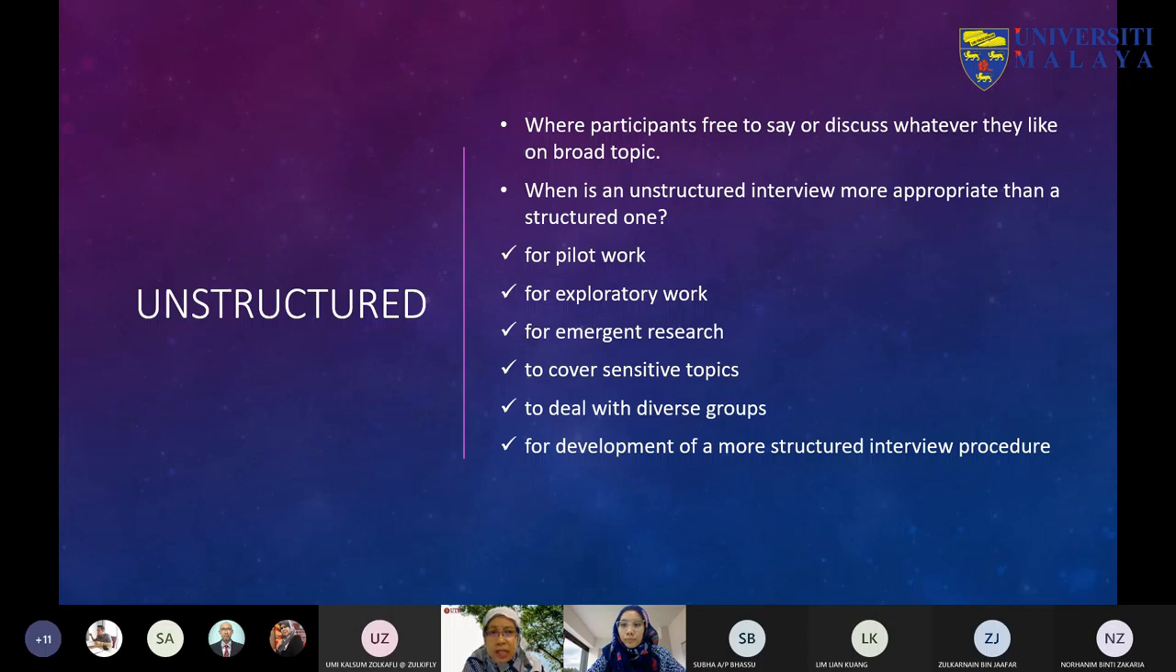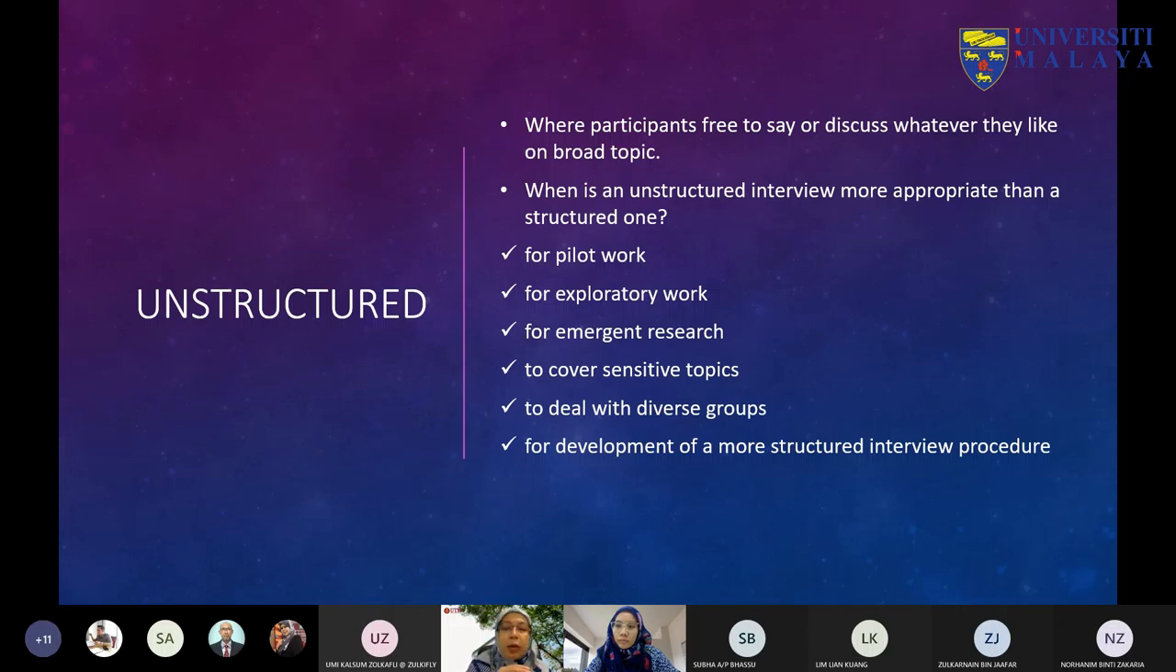For emergent research, that means maybe previously it was not specifically or properly investigated by others. So it is an emergent topic. So you can also have unstructured because it's more generic, since it might not have some base earlier, so it is emerging, so you might want to have unstructured interview question. If the topic is very sensitive, you go for unstructured also, because it's not too heavy to ask your participants.